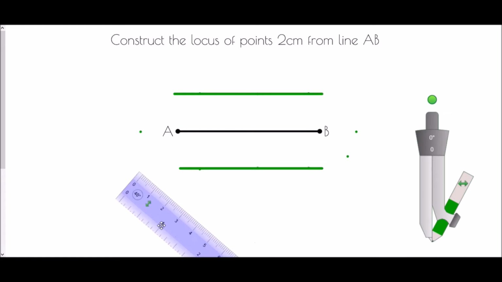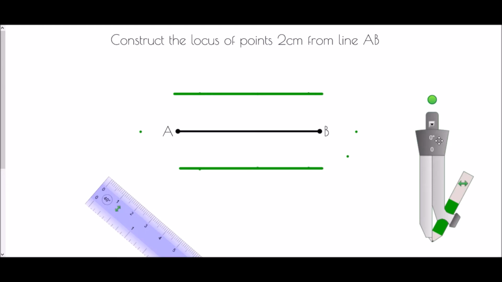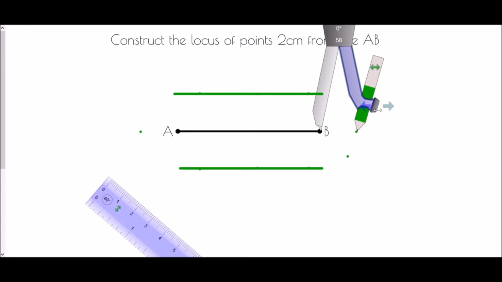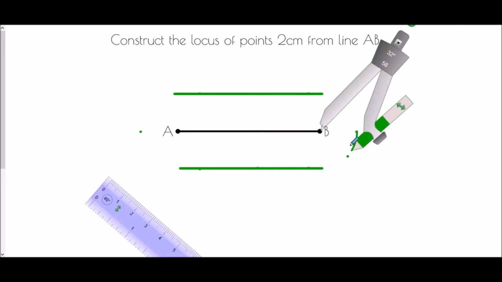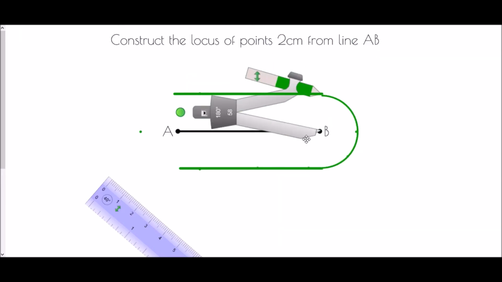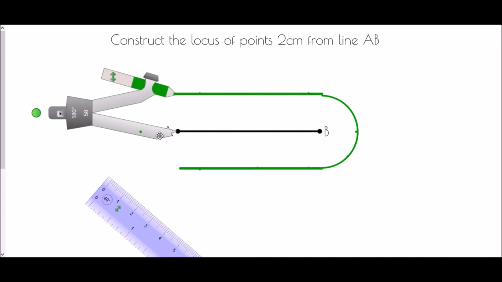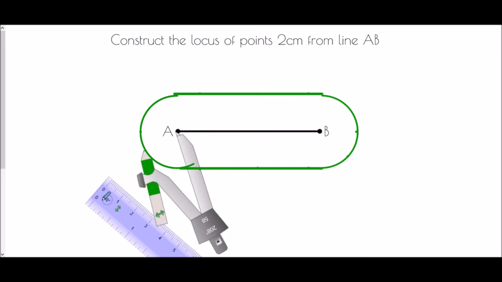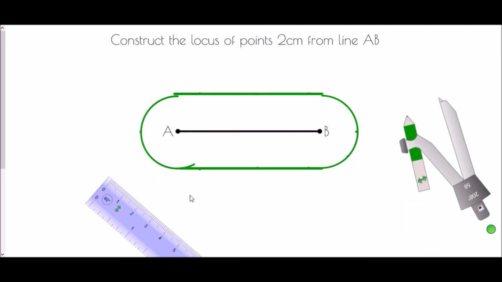Well, we use the same idea as we did before. We want our compass opened out to those 2 centimeters away, matched up and drawn with a little arc. And what you'll notice is they meet all of the points that we drew before. So everything on this green line here is now exactly 2 centimeters from line AB.